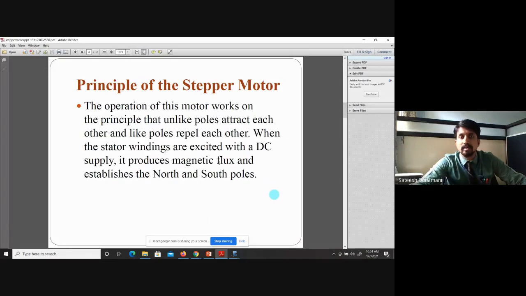Principle of the stepper motor. The operation of this motor works on the principle that unlike poles attract each other and like poles repel each other. When the stator windings are excited with the DC supply, it produces the magnetic flux and establishes the north and south pole. That is what I have told earlier.